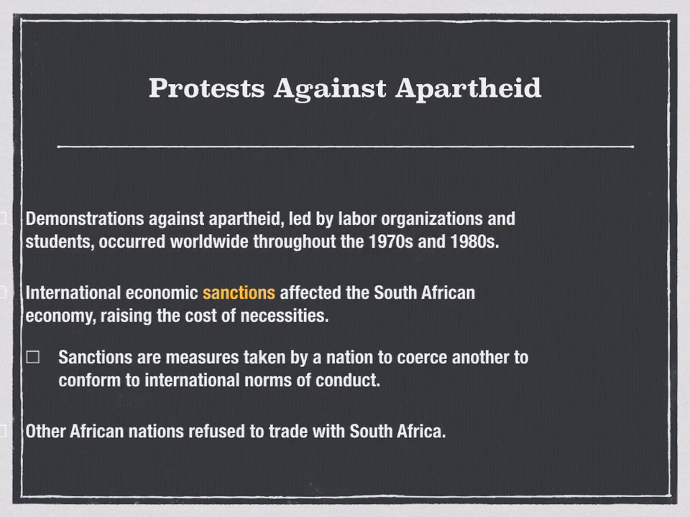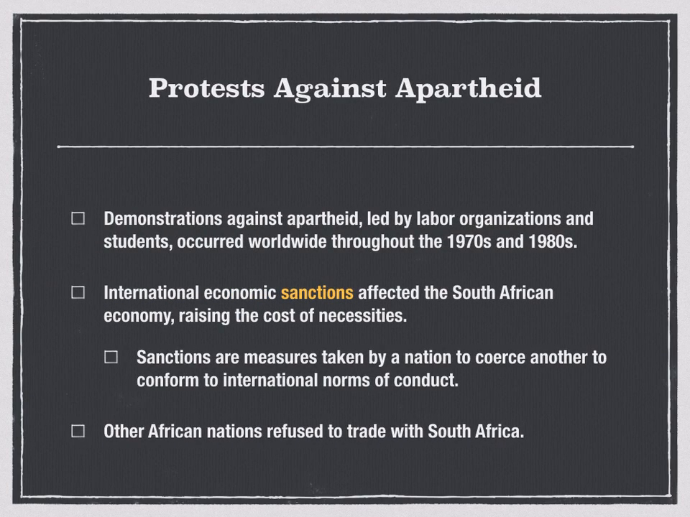Protests against apartheid. Of course, this system was not just accepted by everyone. There were demonstrations against apartheid. Demonstrations were led by labor organizations and student groups, and these were organized worldwide throughout the 1970s and 1980s.